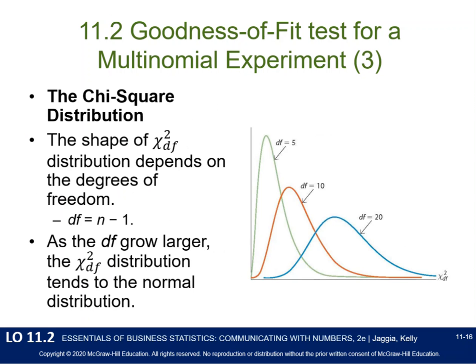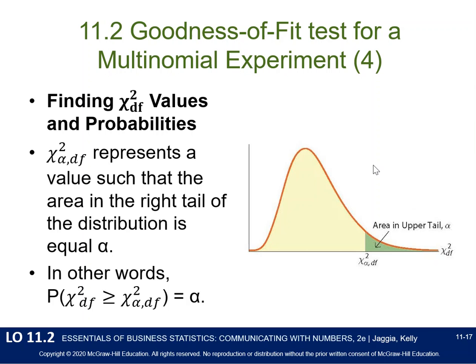So here we can see if we have fewer degrees of freedom, like the green here, that it's very positively skewed. And then as we get 10 degrees of freedom and then 20 degrees of freedom, it approaches more of a normal distribution. Now, we're always looking for probabilities in the right tail. We're going to be specifically doing a right tail test. So we're always looking for the probability that it is greater than our test statistic.